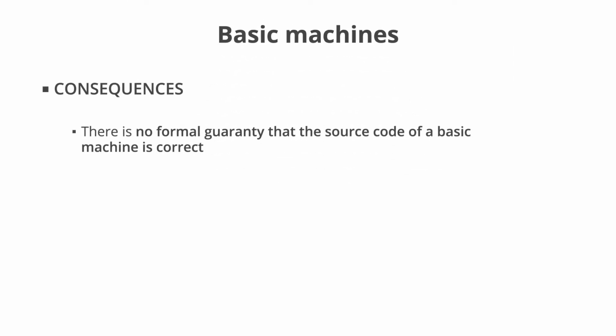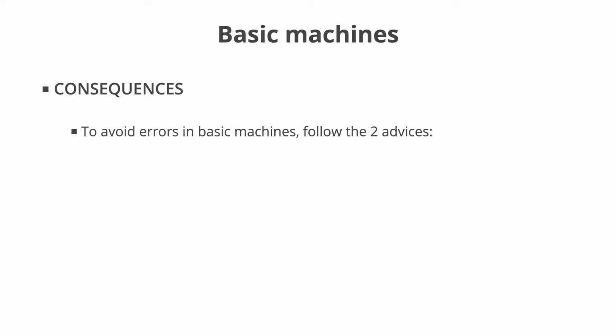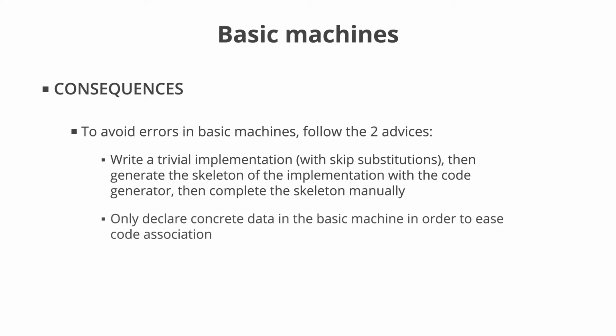There is no formal guarantee that the source code of a basic machine is correct. It should be tested against its formal specification by using traditional testing means. To avoid errors in basic machines, follow these two pieces of advice. First, write a trivial implementation with skip substitution, for example, then generate the skeleton of the implementation with the code generator, and finally complete the skeleton manually. And only declare concrete data in the basic machine in order to ease code association.